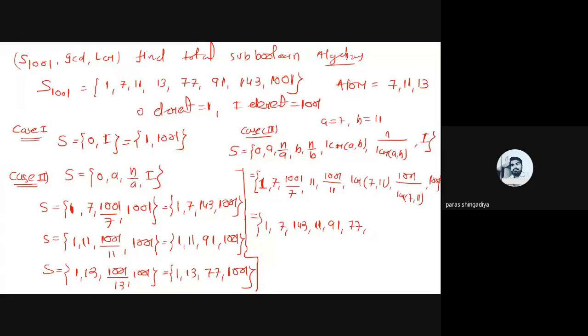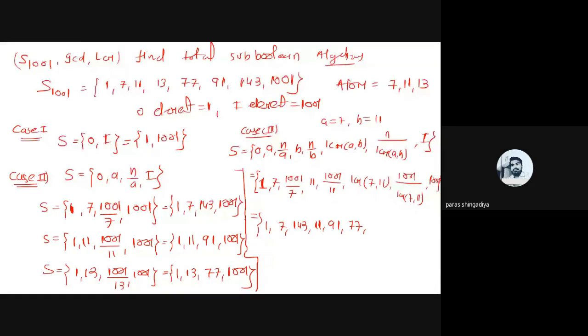And 1001 by 77, that is 13. The last entry is 1001. Okay, so just rearrange: 1, 7, 11, 13, then 77, 91, 143, and 1001.